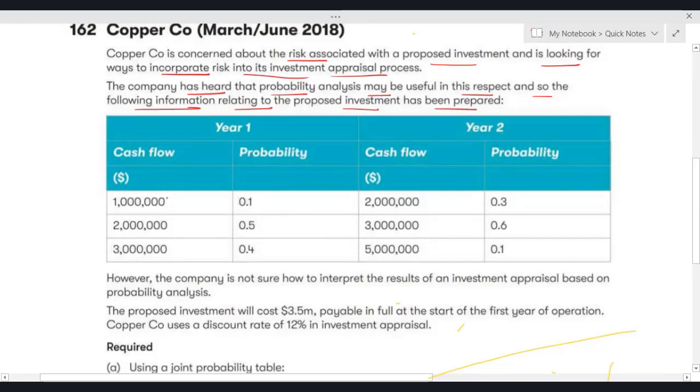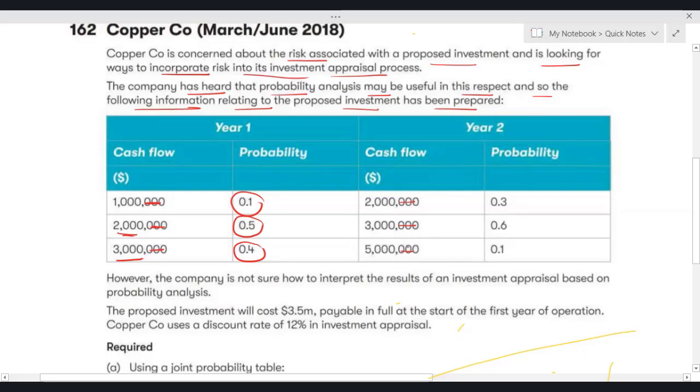Look at this in year 1, the cash flow. I'm just ignoring 3 zeros. Let's say I'm reading it 1,000, 2,000, 3,000. So cash flow could be 1,000, which has a probability of 10%. Cash flow could be 2,000, which has a probability of 50%. Cash flow could be 3,000, having a probability of 40%. Okay. Now look at year 2. In year 2, I'm again ignoring 3 zeros for the sake of simplicity. There are 30% chances that the cash flow is going to be 2,000. There are 60% chances cash flow will be 3,000. We have 10% chances that cash flow will be 5,000.